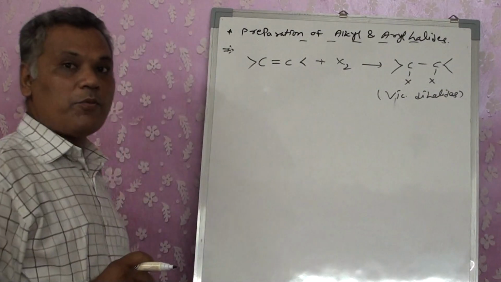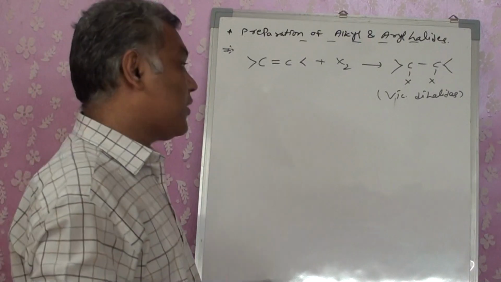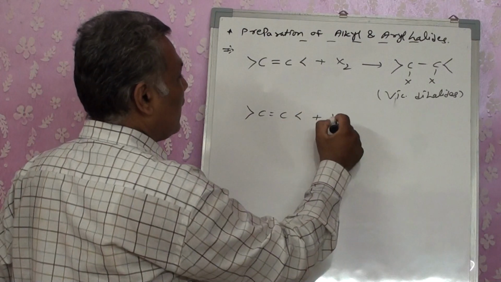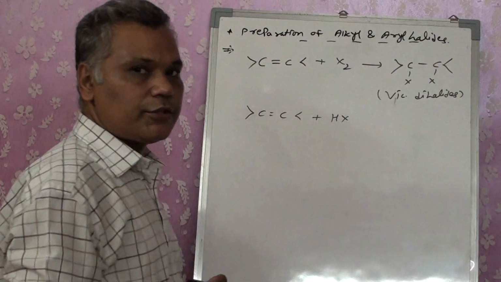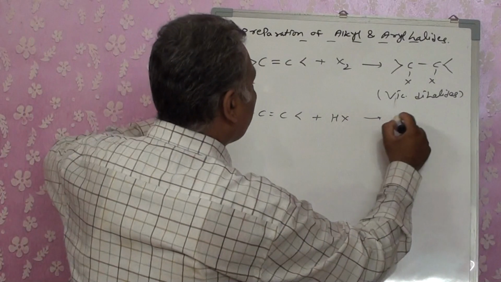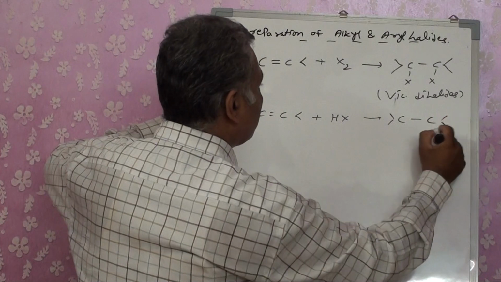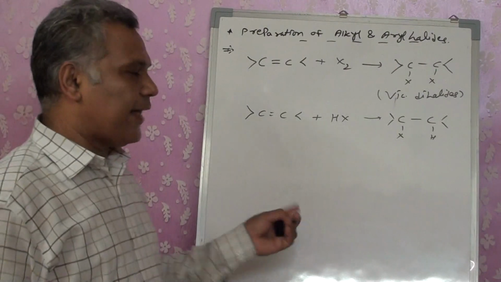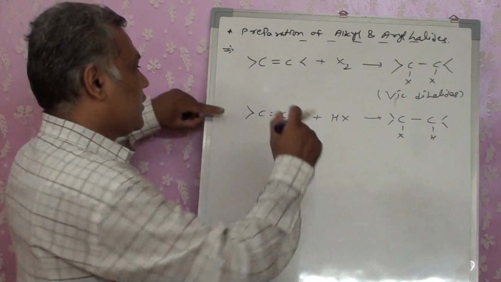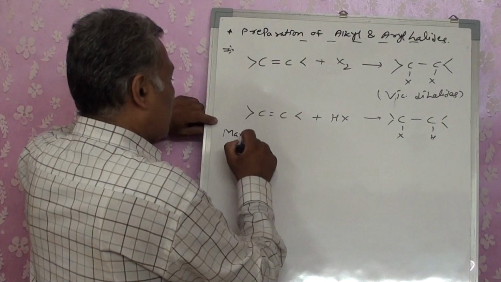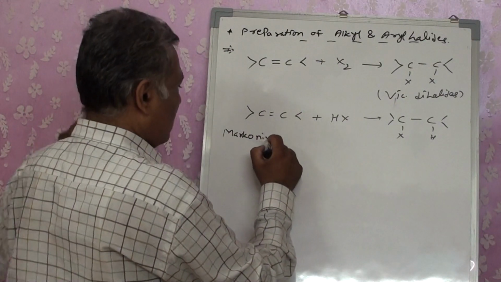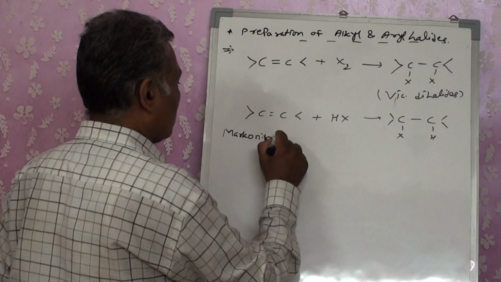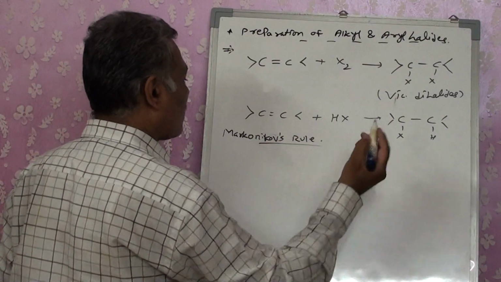right? Because a double bond is replaced by 2 halogens. But in place of that, if we take the same double bond and react it with HX, then what will happen? One is going to get H, one is going to get X, right? But anywhere H and X can be given. Again, this is particularly as per the Markovnikov's rule.